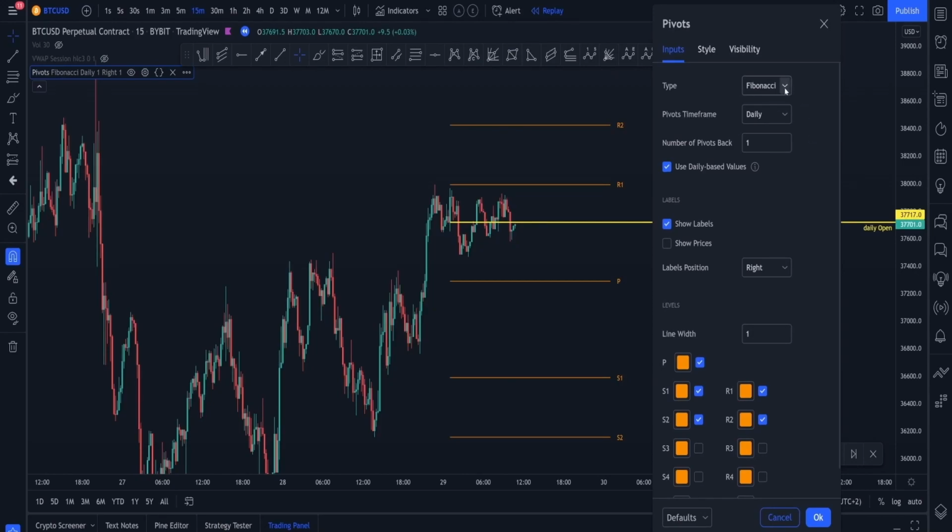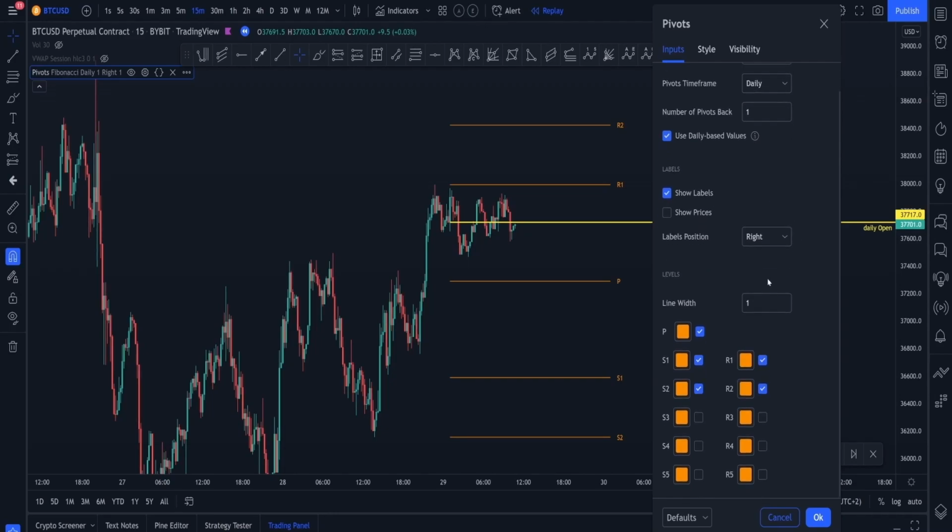For this example, we are looking for a possible intraday trade setup, and we have selected the daily pivots time frame. We have also selected the Fibonacci pivot type. Here, you can enter the number of pivots back that you would like to see. We recommend that unless you're doing backtesting, that you leave this setting at 1. Here, you can activate up to 5 S pivots and 5 R pivots.